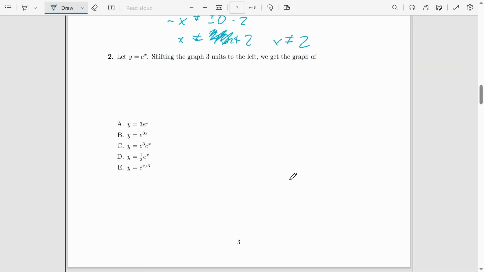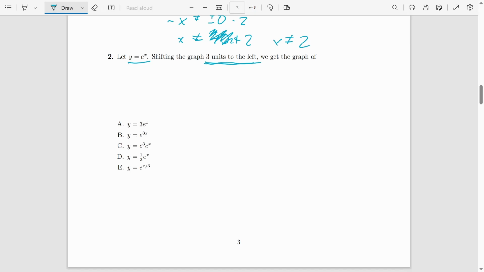Okay, number 2, you have a function and you want to shift it 3 units to the left. It's one of those transformation problems where you have a graph and you're asked to push it in a certain way or compress it or stretch it or whatever. Fortunately, this time around we only have one transformation to worry about, which is just moving it, which is one of the easier transformations to do.